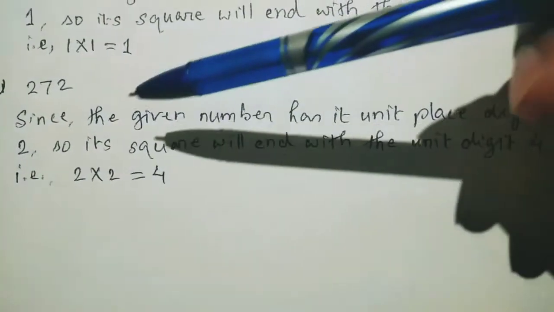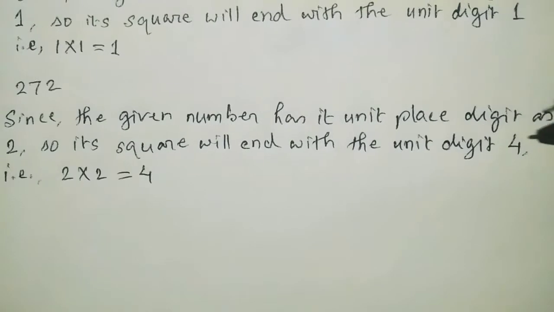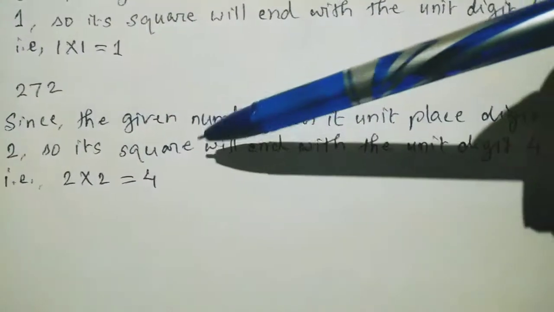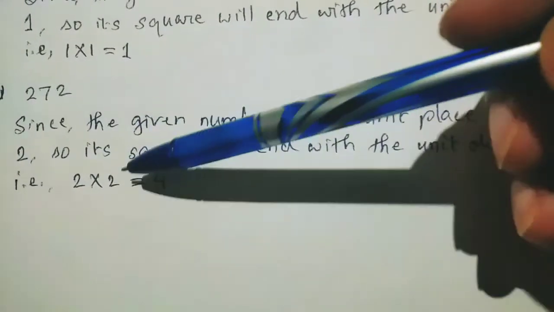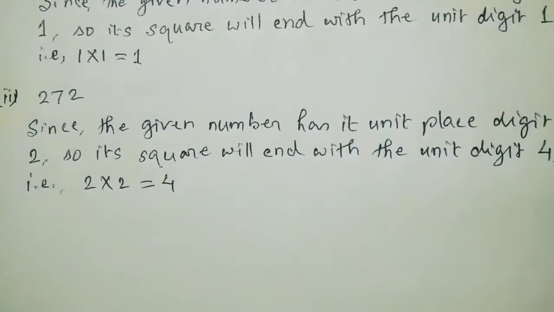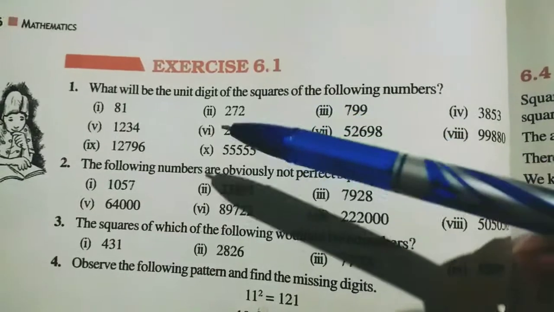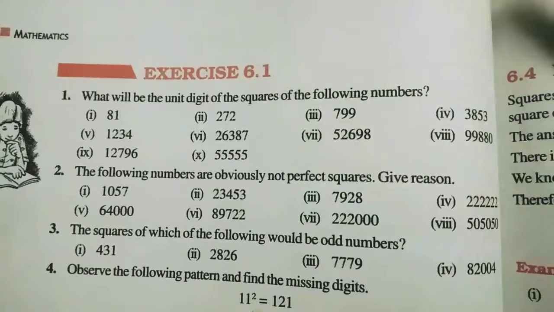So here you have to write like this: since the given number has its unit digit as 2, its square will end with the unit digit 4, because 2 into 2 is 4. This is the answer. All questions are the same type, you can do them by yourself.